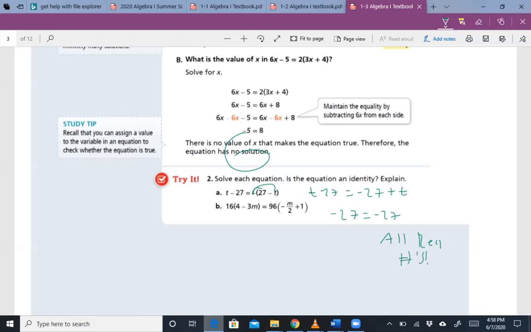Okay, all real numbers. But now let's look at this one here. I'm going to do this one in blood red. I'm going to distribute this negative 96 to here, and then the 16 here. Okay, 64 minus 48m, and that's equal to negative 48m plus 96. I'm going to cancel the 48m's because they're both the same, so 64 equals 96. This is no bueno because they're not equal, and they're all by themselves, the numbers, so it's no solution. Okay, very important. That covers their example 2.